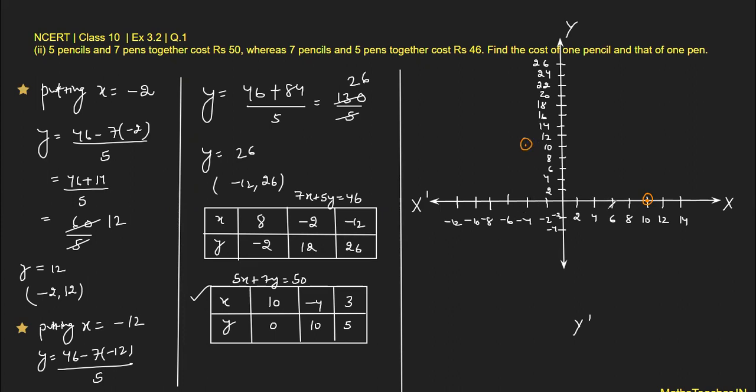Then next is 3 comma 5. Where is 3? You have to remember that 3 comes between 2 and 4 on the x-axis and 5 between 4 and 5. So it will be somewhere here. Since I am not going to plot it on the graph paper, but you will plot it on the graph paper, it will be much easier for you, right?